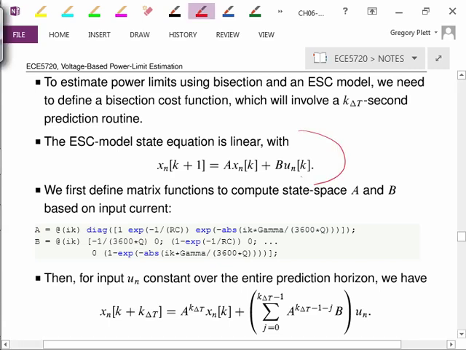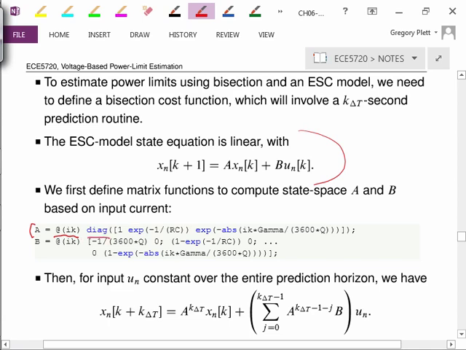The ESC model state equation is linear for a constant current, and to be able to use that, I'm going to define matrix functions A and B. A is not, in fact, a constant matrix, but it is constant if current is constant, and the same with B. So notice A here is my A matrix, but it's a function. It's a function of IK, which is current.